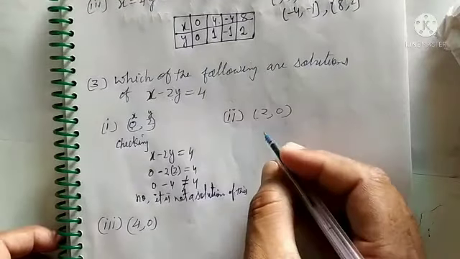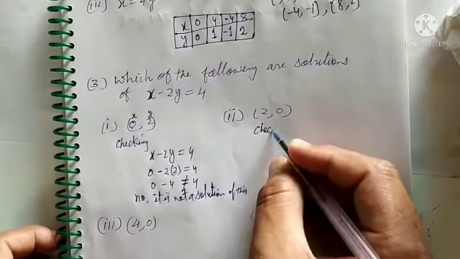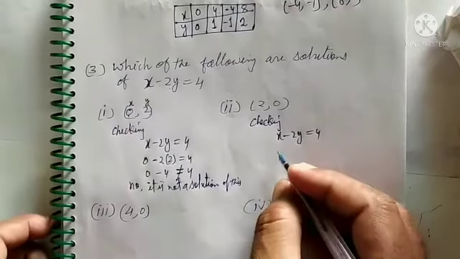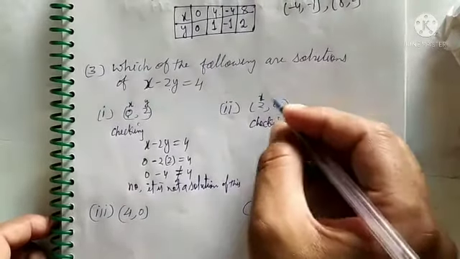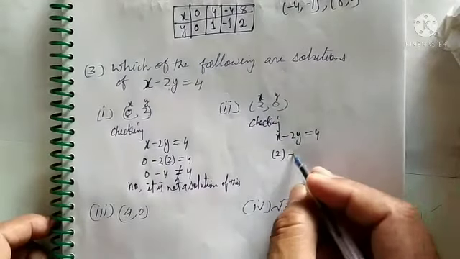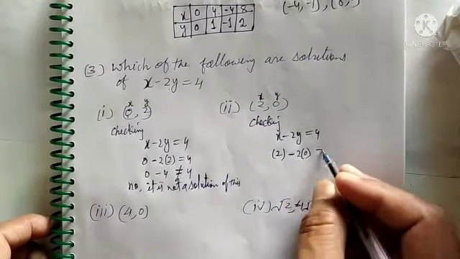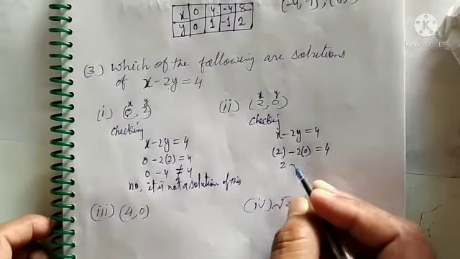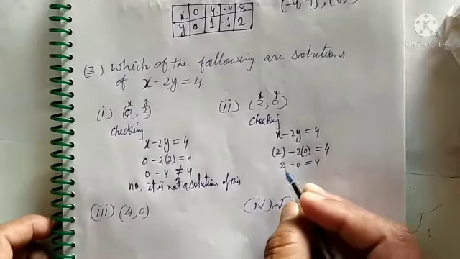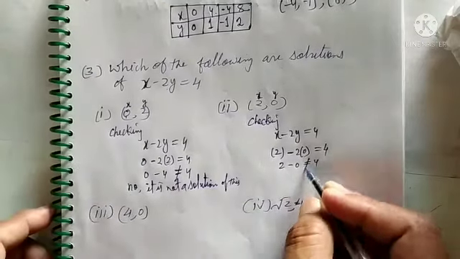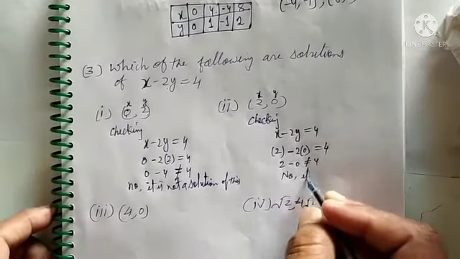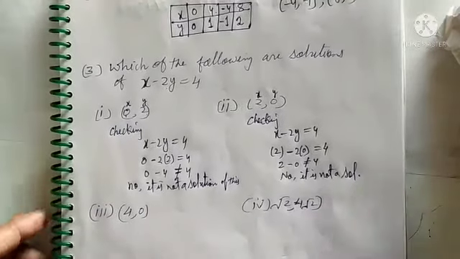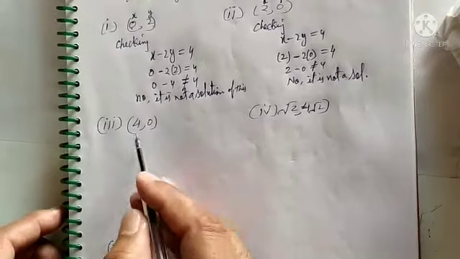Now the second part. In the second part again, the same method, checking. x minus 2y is equal to 4. In the place of x write down 2, because the value of x is 2 and y is 0. So 2 minus 2 times 0, which is 0, is equal to 4. So 2 minus 0 is 2. Is it possible that 2 is equal to 4? No, write down no. It is not a solution. In short way I am writing, it is also not.